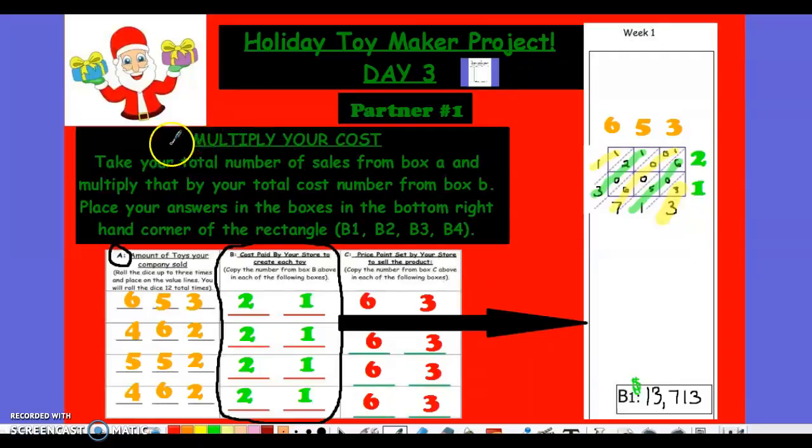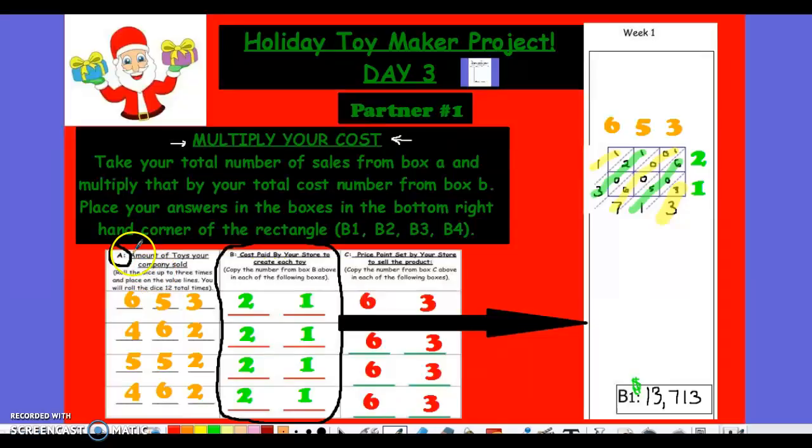Today, you're going to be multiplying your cost, or how much it cost your company to create each individual toy that you sold during the holiday sales season. If you've completed Part 1 and 2 correctly, you should have a piece of paper that looks something like this. It shows you how many toys you sold per week, and what I circled here in black, which is very important because that's what you are going to be focused on: how much it cost you per toy to actually make each individual toy that you sold.